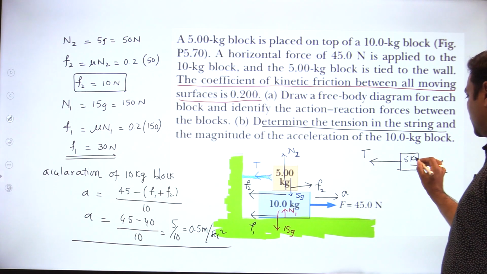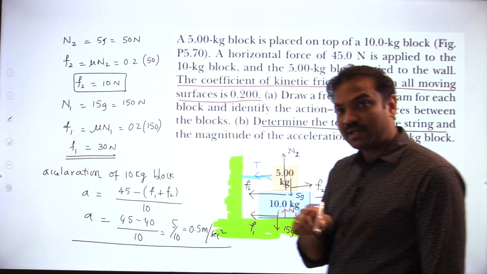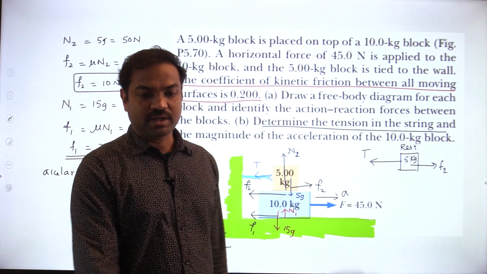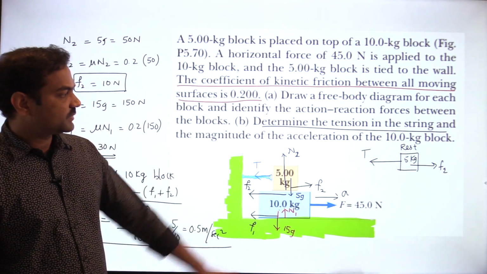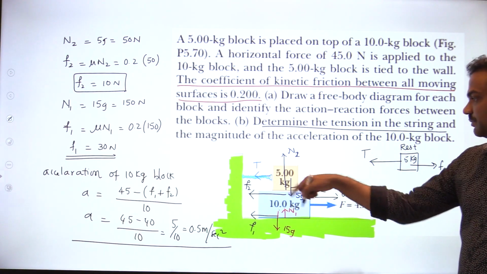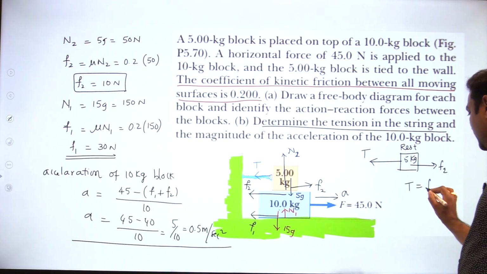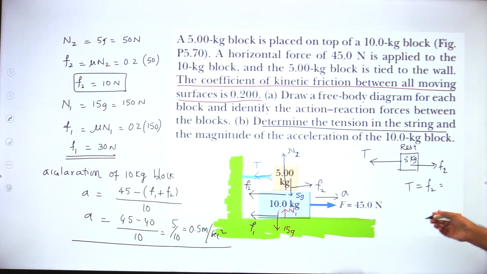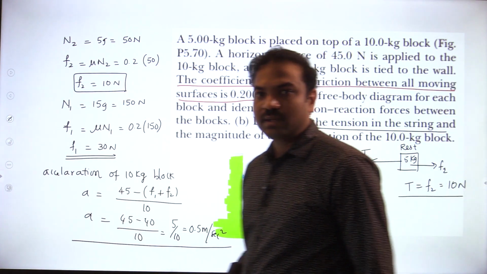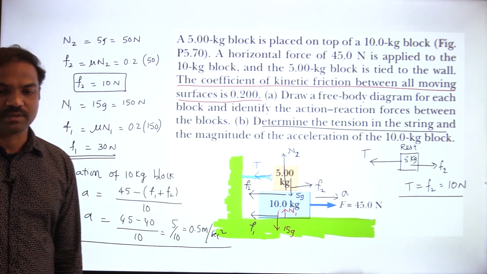Okay, now this is the 5 kg block, and the 5 kg block will be at rest provided there is no breaking of the string. So in the entire question, the string does not break. If the string is not breaking, that means the 5 kg block will be at rest. Then what is the tension value equal to? F2. What F2 value did we get? We got 10 Newton. So what is the tension acting in the string? 10 Newton. And what is the acceleration of the 10 kg block? 0.5 meter per second square.